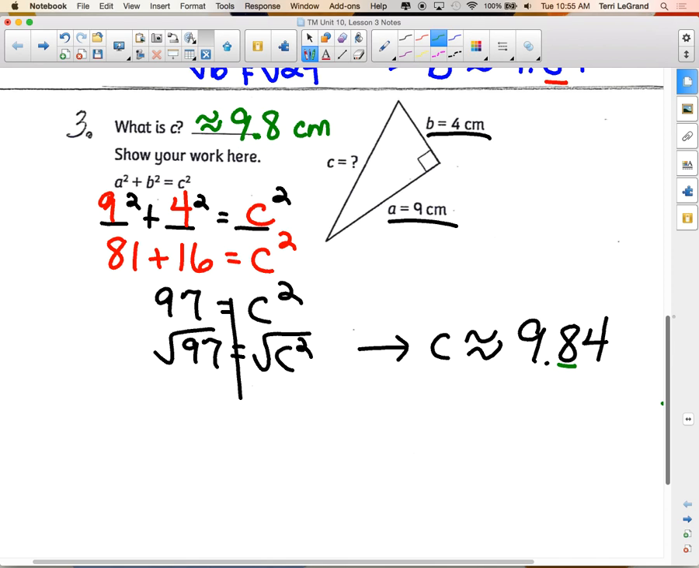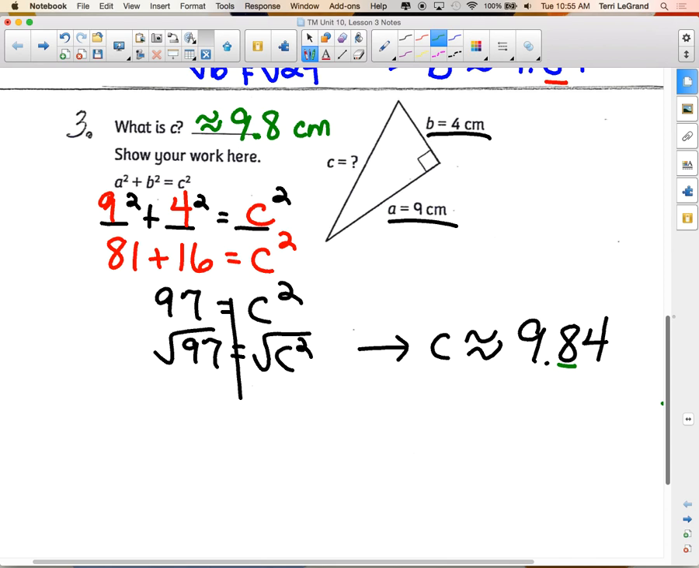Reasonable answer? Why? Because it's bigger than the legs, it's longer than the legs, and should it be? Yes, it should be longer than the legs, so we're feeling pretty good about our answer.